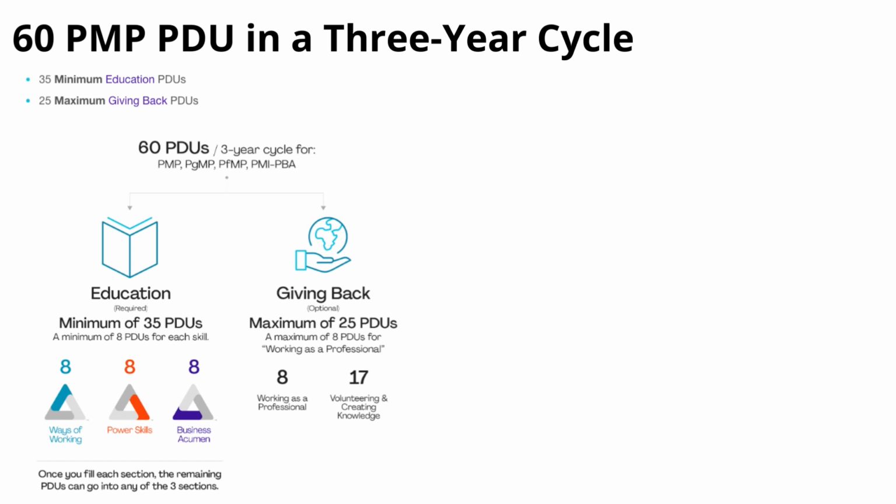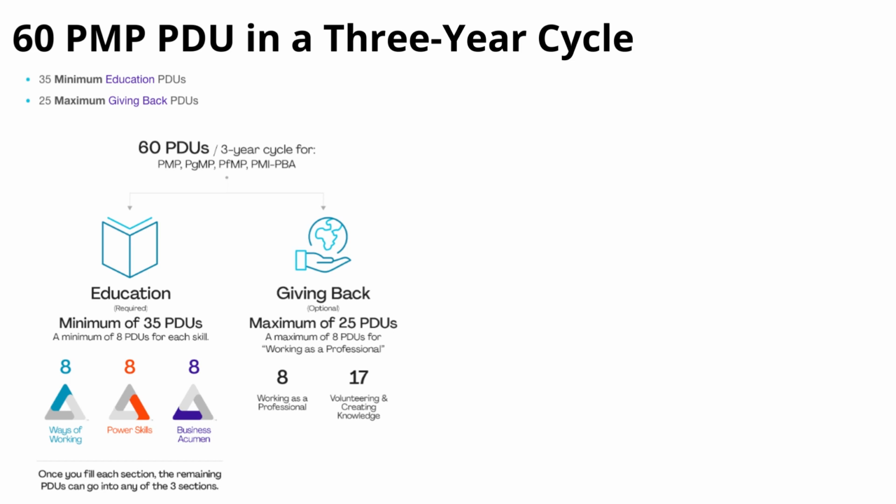PMP PDU Categories. There are 2 main PMP PDU categories. Education PDUs can be earned at professional seminars, webinars, classes, or even self-directed learning. Giving back to the profession. Giving Back PDUs are for time spent volunteering, mentoring, working with professional groups, and more.